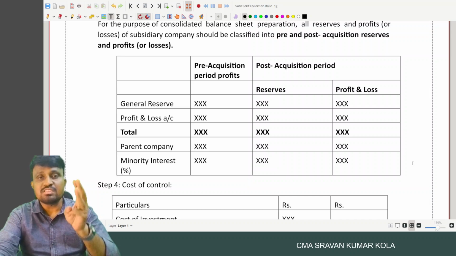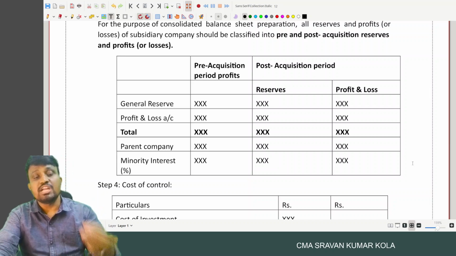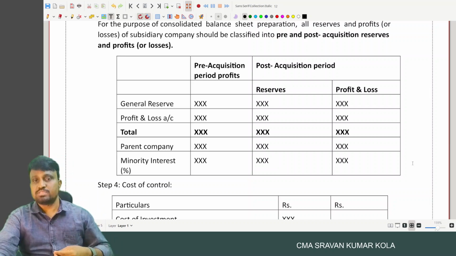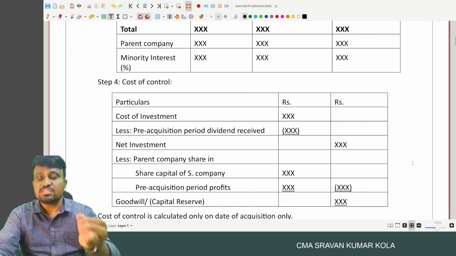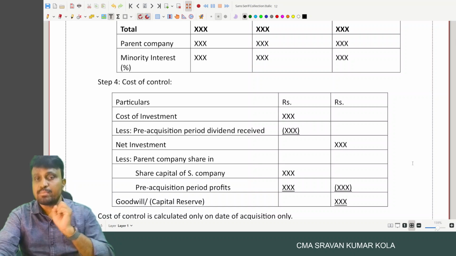This is step 3. And this step 3 is very, very important. If you do anything wrong in step 3, it will affect step 4, step 5, and step 6. Okay. And step 4, cost of control. And this is for calculating what is the goodwill or capital reserve.